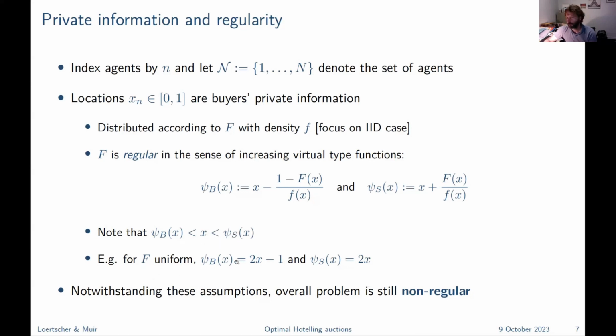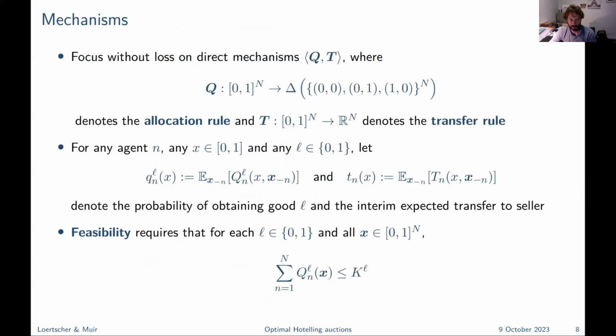And for example, if f is the uniform, then the virtual value is just 2x minus 1, and the virtual cost is 2x. So even though we impose this regularity, the problem is not going to be regular in the sense defined by Myerson, as we will see.